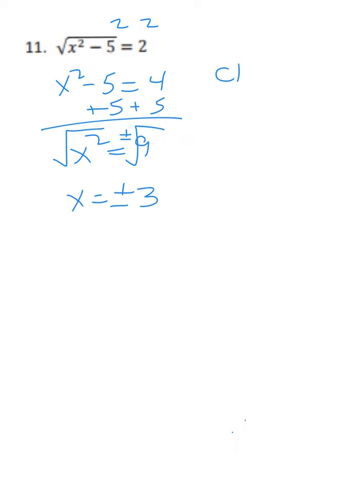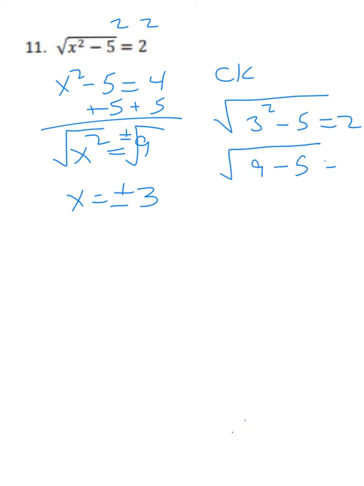So it's time to check them. Let's start off with the positive 3. So square root of 3 squared minus 5 equals 2. And, of course, 3 squared is 9. What's 9 minus 5? It is 4. And the square root of 4, of course, is 2. So that worked.